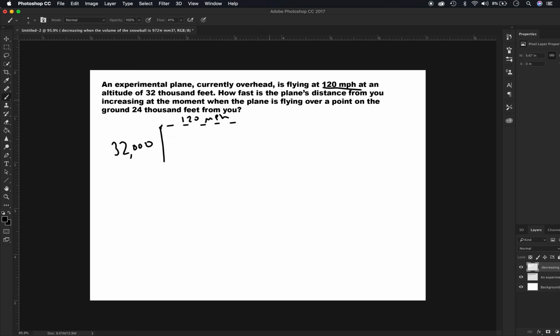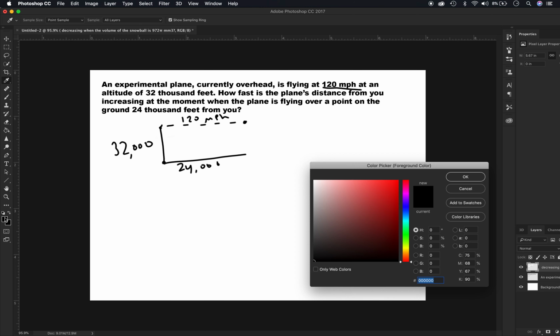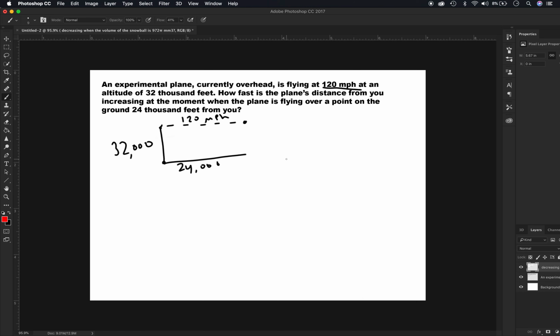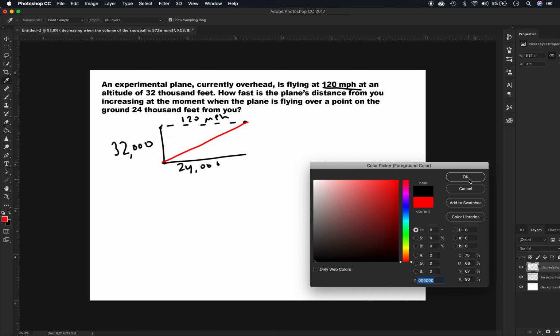So how fast is the plane's distance from you increasing at the moment when the plane is flying over a point on the ground 24,000 feet from you? So here's you, and here's 24,000 feet, right? And here's the plane. And so basically we want, let me switch the color. So we want that, right? Look at that, nice colors.